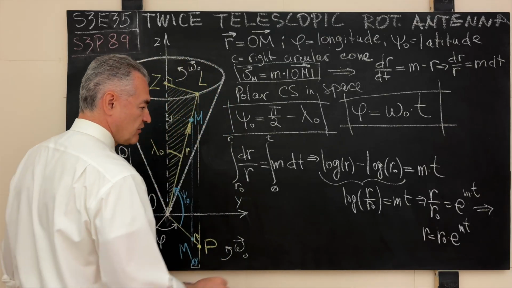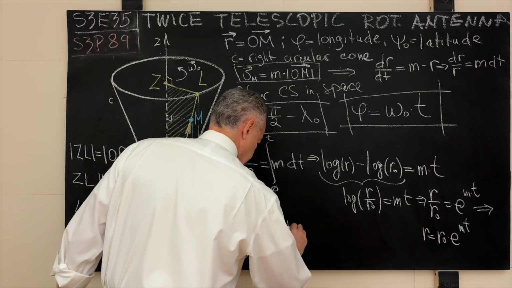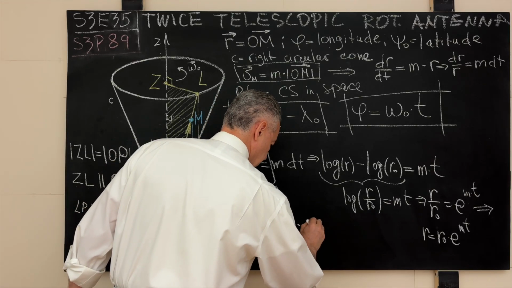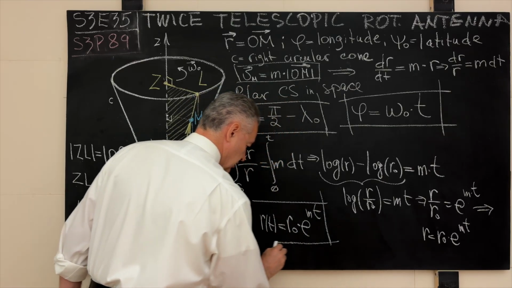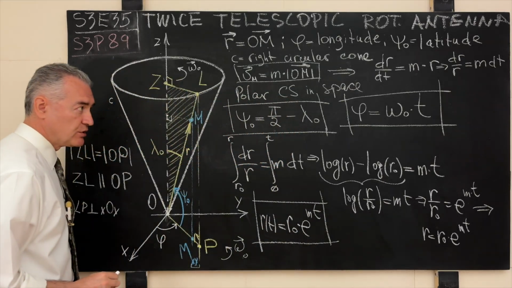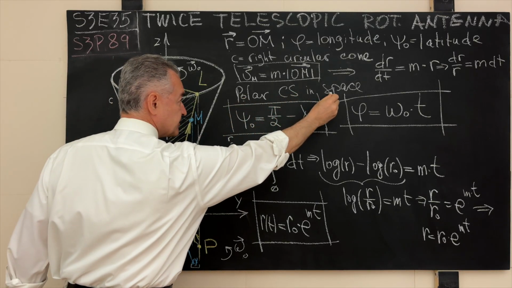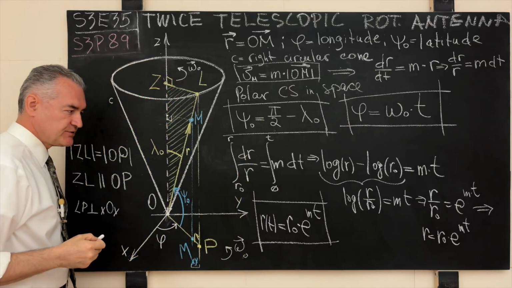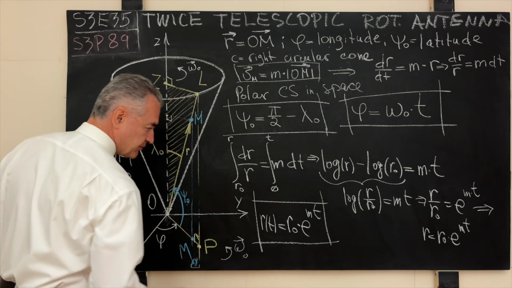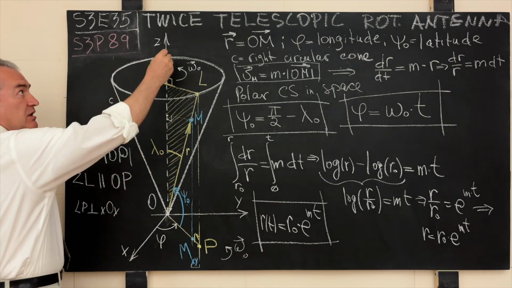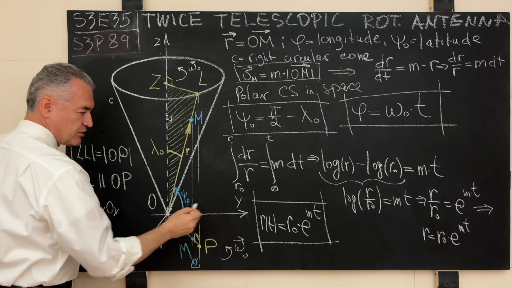So now we have our third equation. Let's write it down over here officially. r of t is equal to r0 times e raised to the power mt, and this constitutes the law of motion of our point in the polar coordinate system in space, the spatial polar coordinate system, and the transition from the polar coordinate system in space into the traditional x, y, z Cartesian coordinate system is more than straightforward.